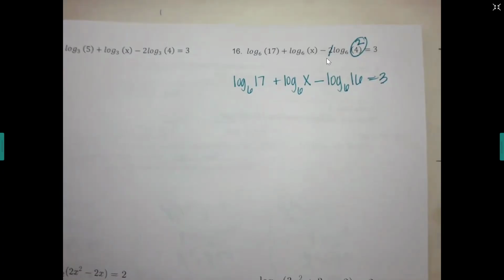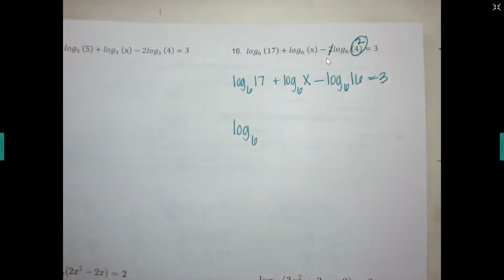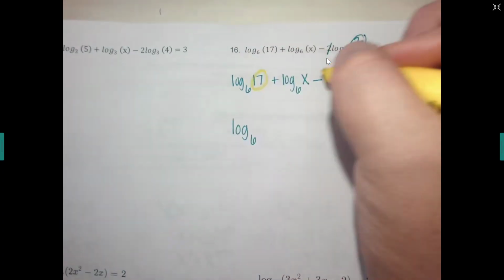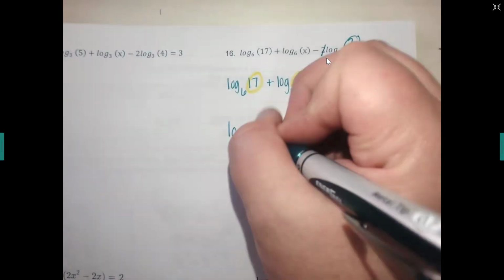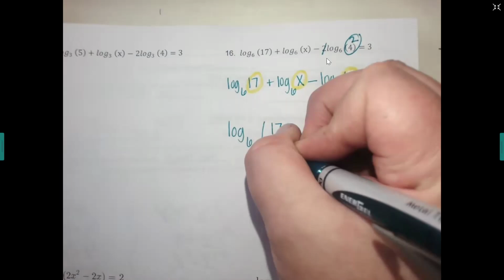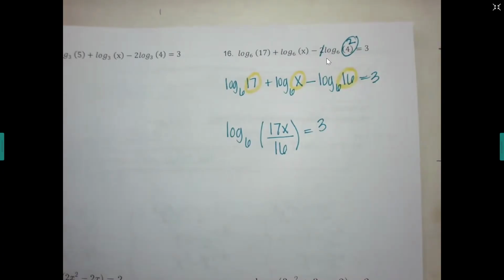Okay, from here, I have 3 logs. I want to put them all together into the same log. So can you tell me from last class, which of those things, the 17, the x, or the 16, should end up on the bottom of the fraction? 16. Good. So the 17 and the x are multiplied, but the 16 has to go on the bottom. Okay, and again, why is that? Because pluses get multiplied, minuses get divided when you combine. From here, how do I get rid of a log little 6?